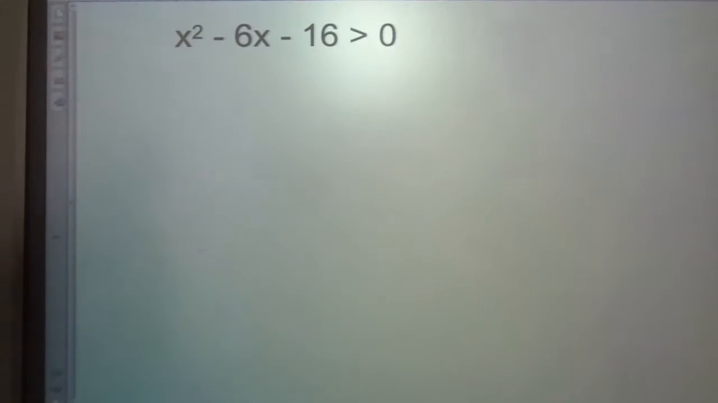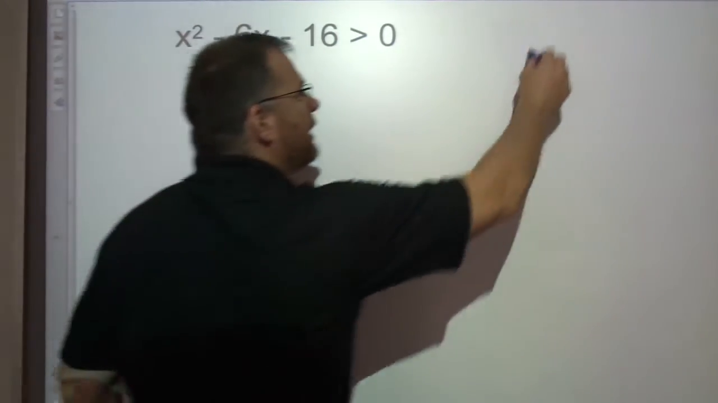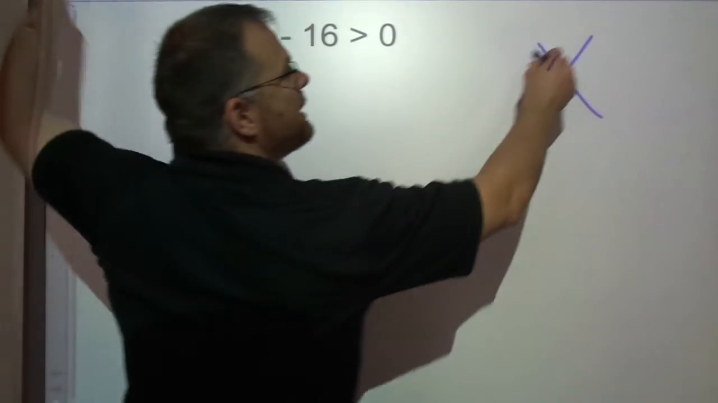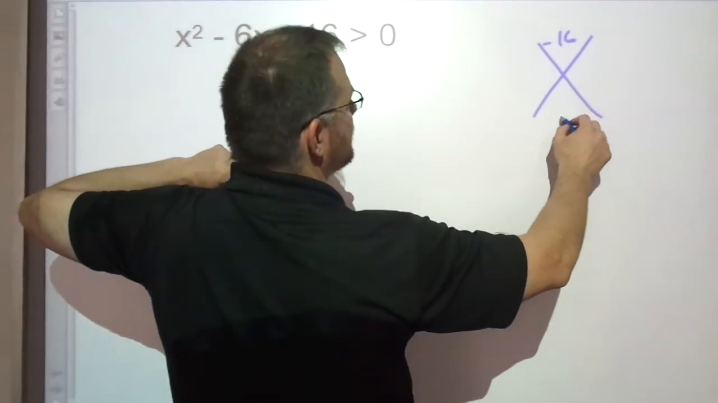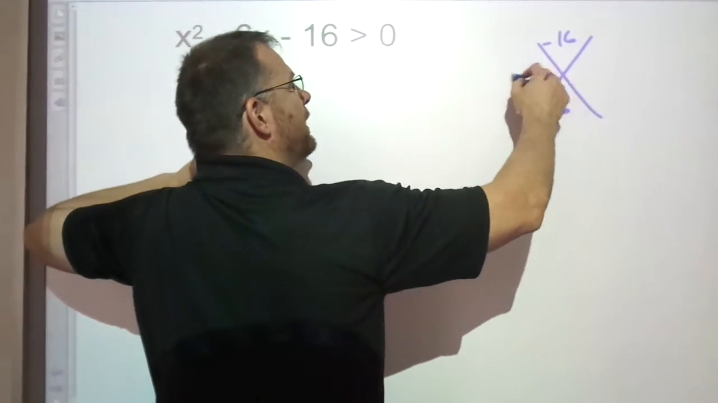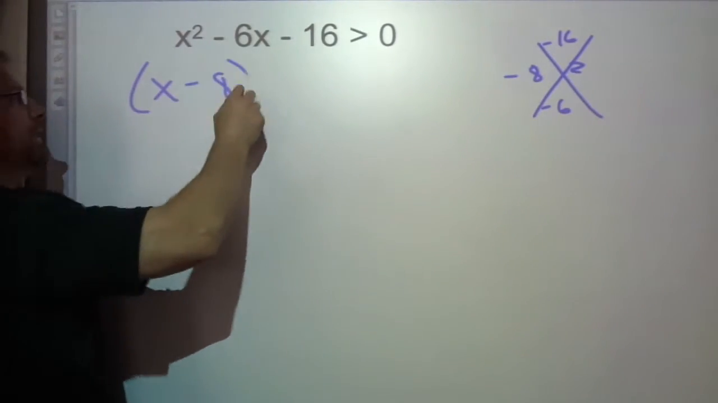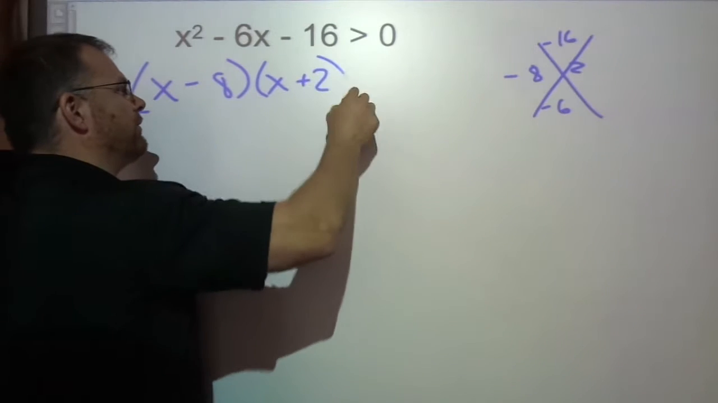Okay? One more example. Something like this. This is a bit easier because it's a shortcut type. There's no number in front. So I'm just taking things that multiply to be negative 16 to add up to be negative 6. Okay, that's negative 8 and 2. And for this one, I can go straight to my factored form using those factors.